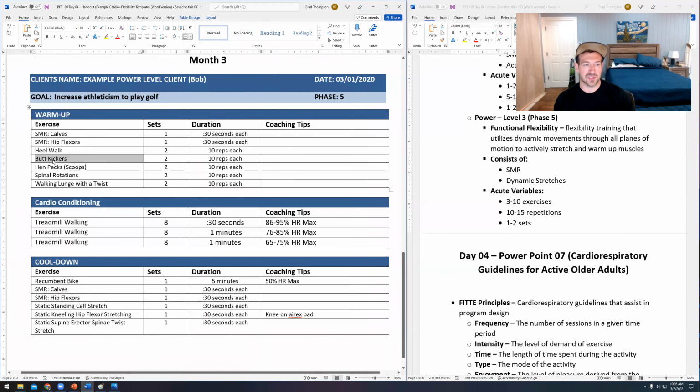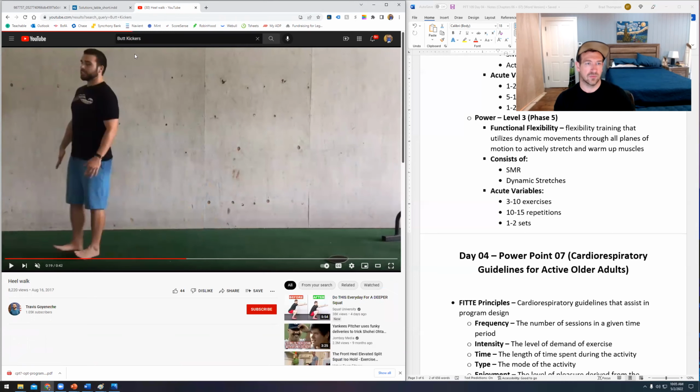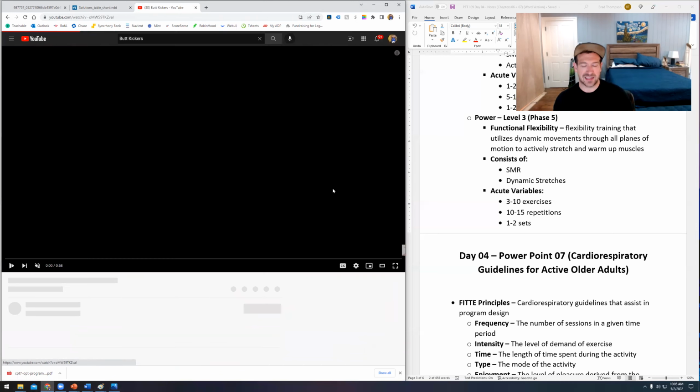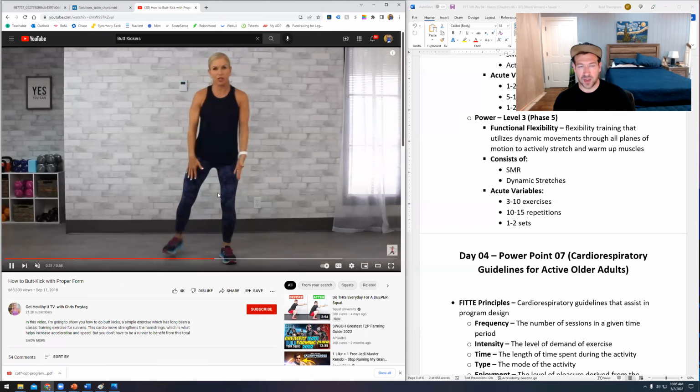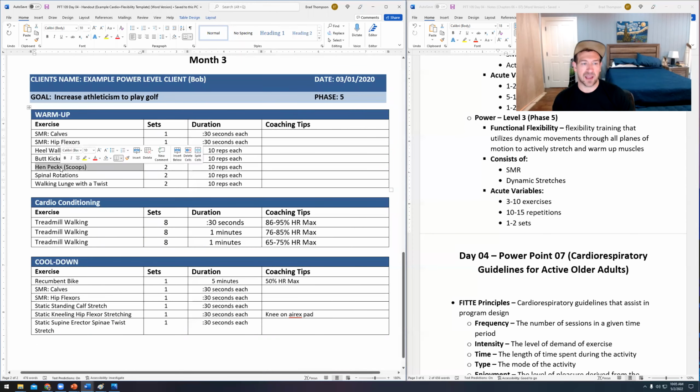And then butt kickers. That's going to be a pretty good little quadricep stretch, right? Meanwhile, she's kind of firing up her hamstrings. Hen pecks or scoops.